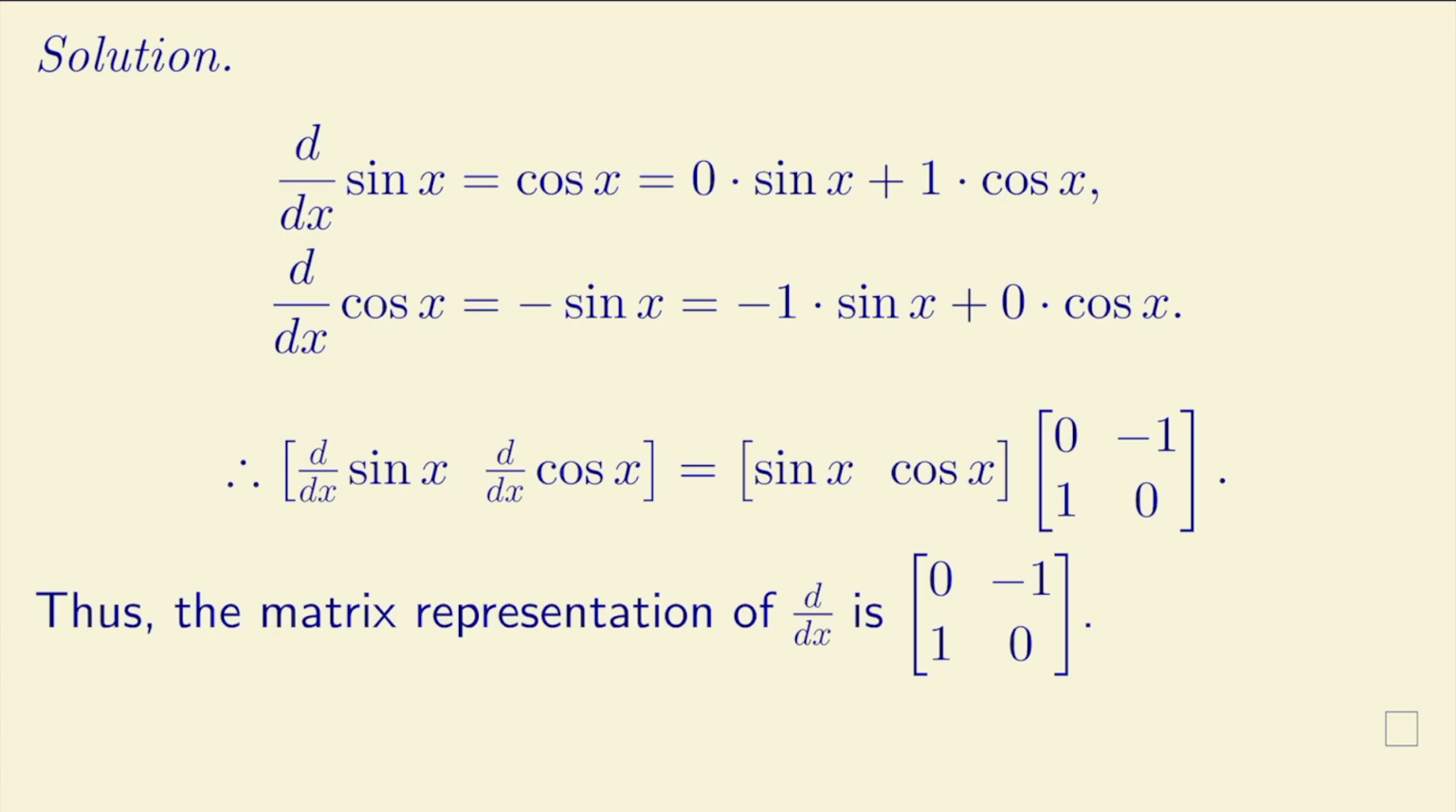And how do we write negative sine x in terms of the basis of B? That's negative 1 times sine x plus 0 times cosine x. The coefficients are negative 1 and 0. Exactly. So we've got our two columns. The matrix representation for the differential operator on this space is the 2 by 2 matrix 0, 1, negative 1, 0.